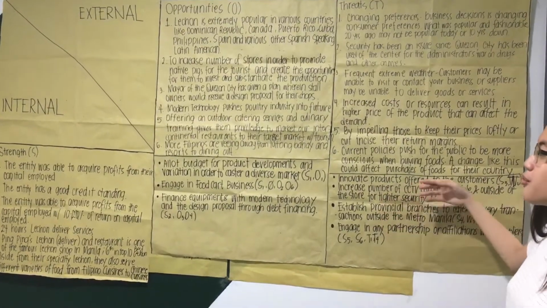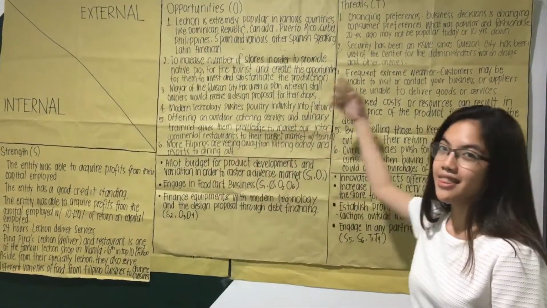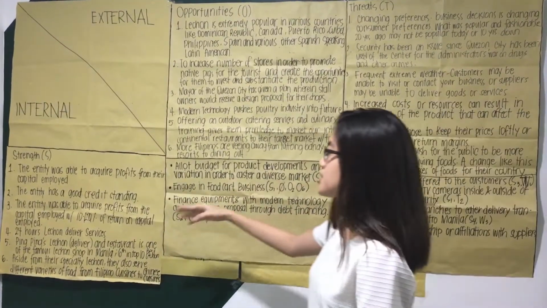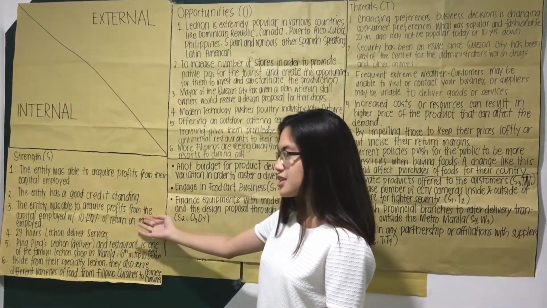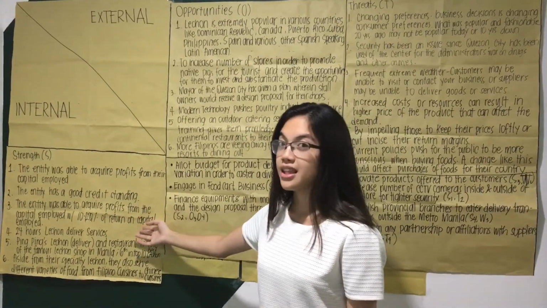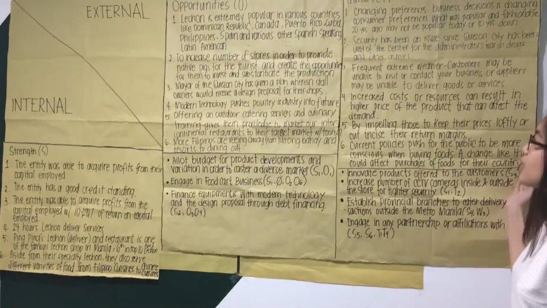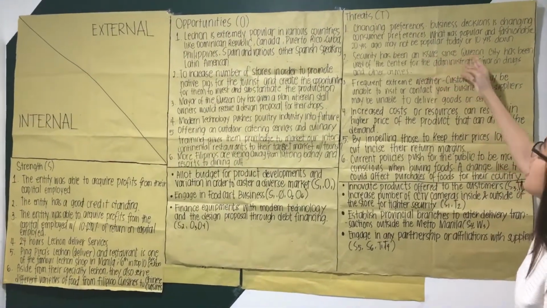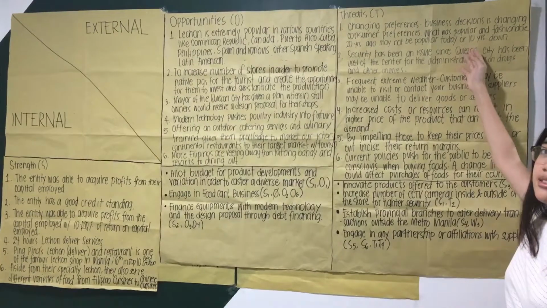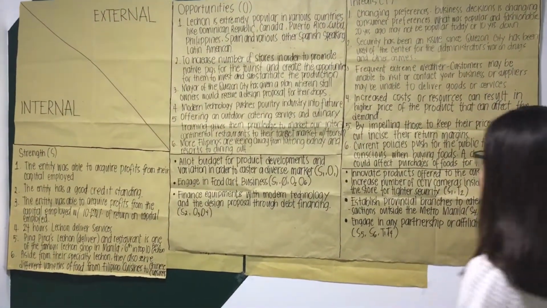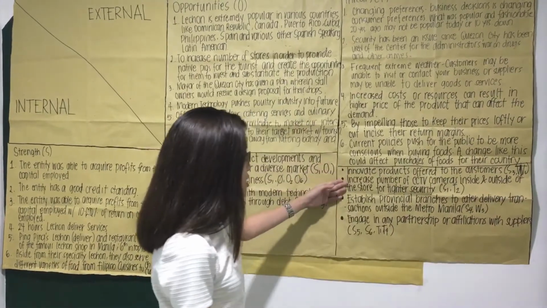So we'll now be moving on to the strategies from the combined strengths and threats. So first, they used the strength in which the entity was able to acquire profits from the capital employed with 10 to 12% return on capital. This is the S3. With the threat of changing preferences, wherein business decisions affect the preferences of the consumers, the T1. Next is a strategy.